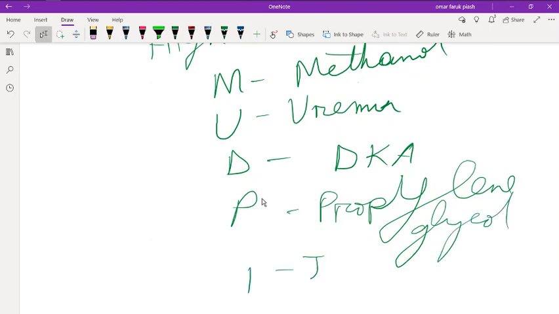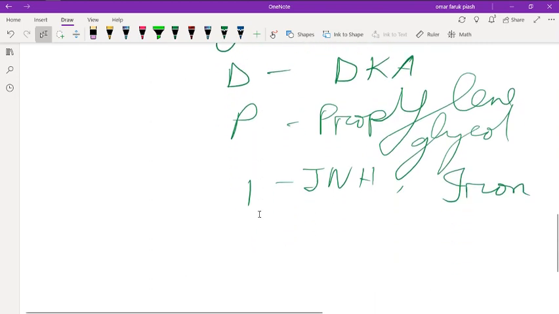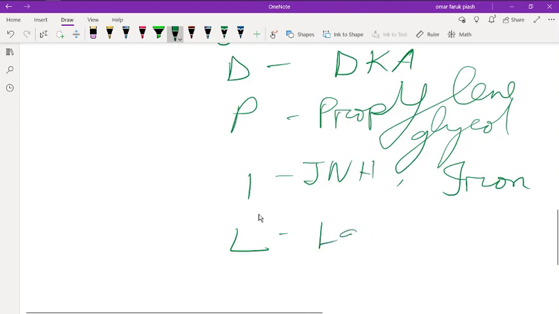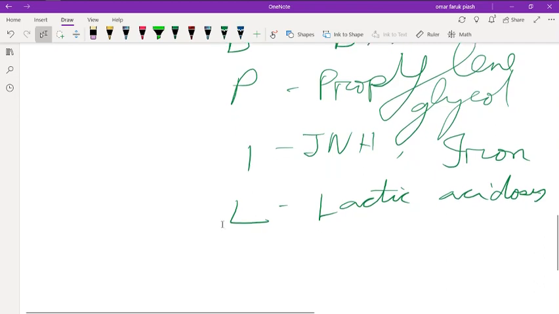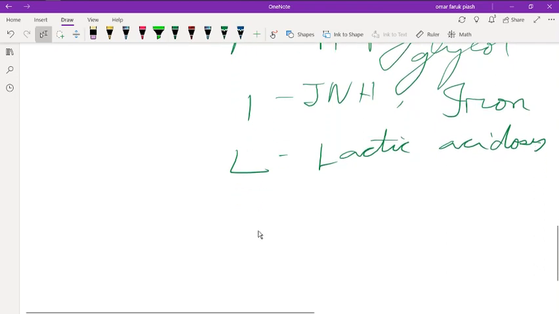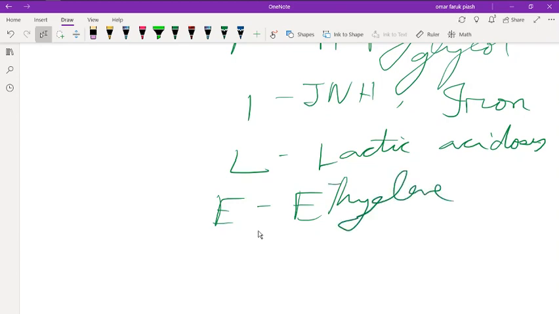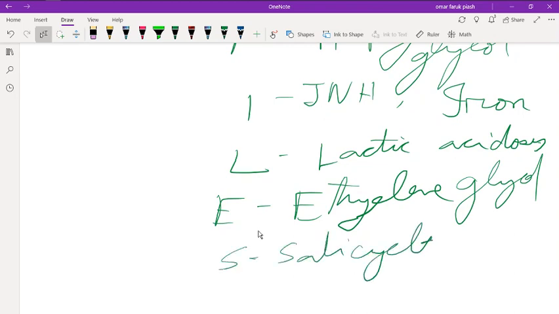I for isoniazid, INH, and iron tablets. L for lactic acidosis. E for ethylene glycol, and S for salicylates.